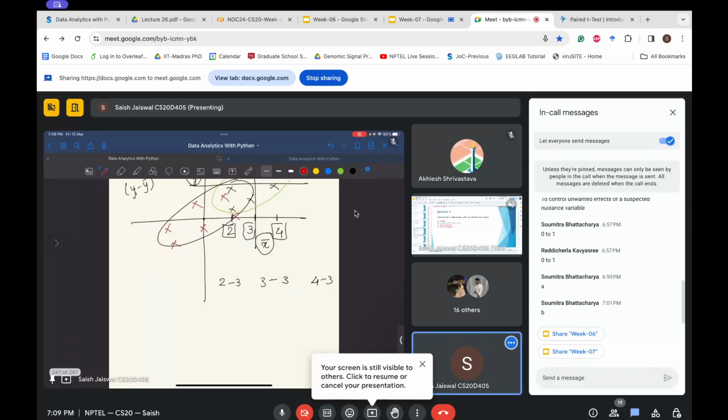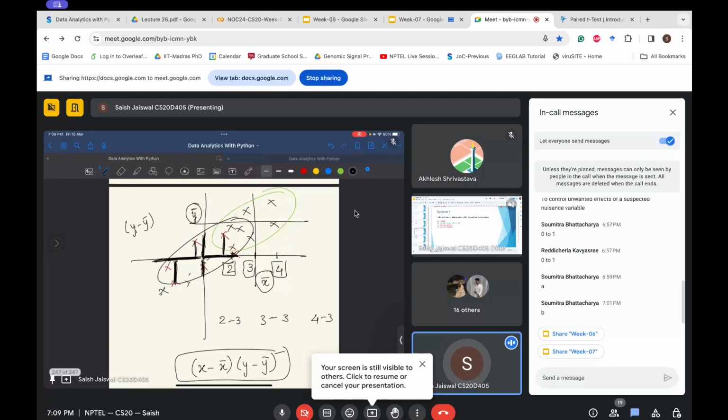Now what is x minus x bar? Let's say this is positive, right? And this is also positive. This is negative and this is negative. So x minus x bar and y minus y bar, this particular value will be positive when the data points are lying in these quadrants, because here x minus x bar and y minus y bar are positive. In this case x minus x bar is negative and y minus y bar is negative. So negative and negative will become positive.